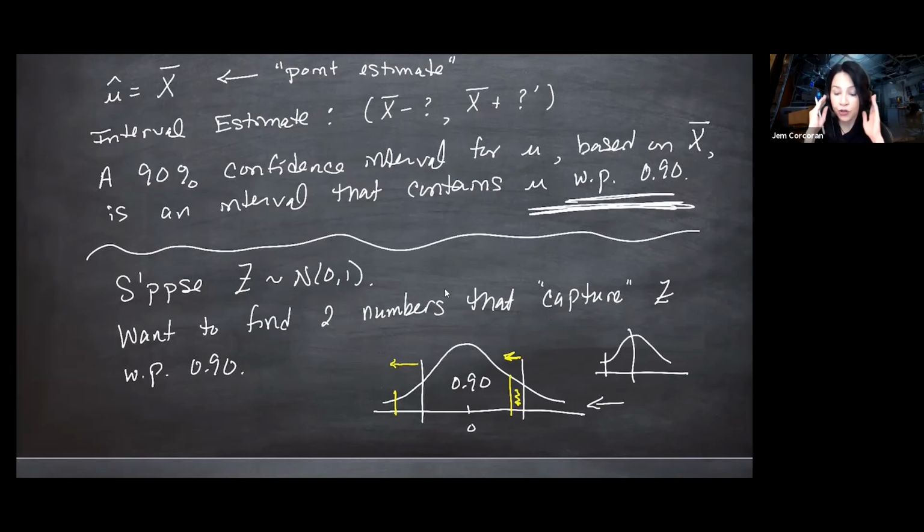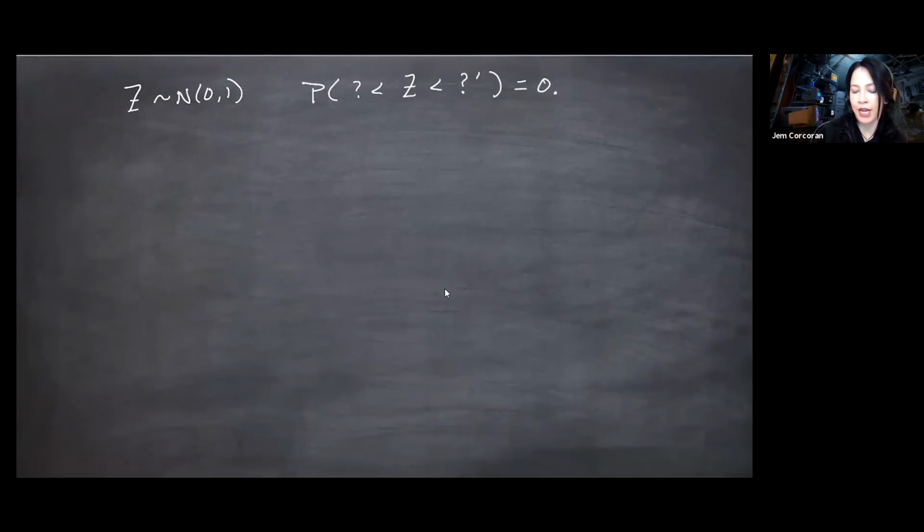Okay, in this course, you do not have to come up with an optimal or smallest length confidence interval, but sometimes it's nice to know that we can. Let's go back to the idea of a normal 0, 1. Can we find two numbers that Z is between with probability 0.9?